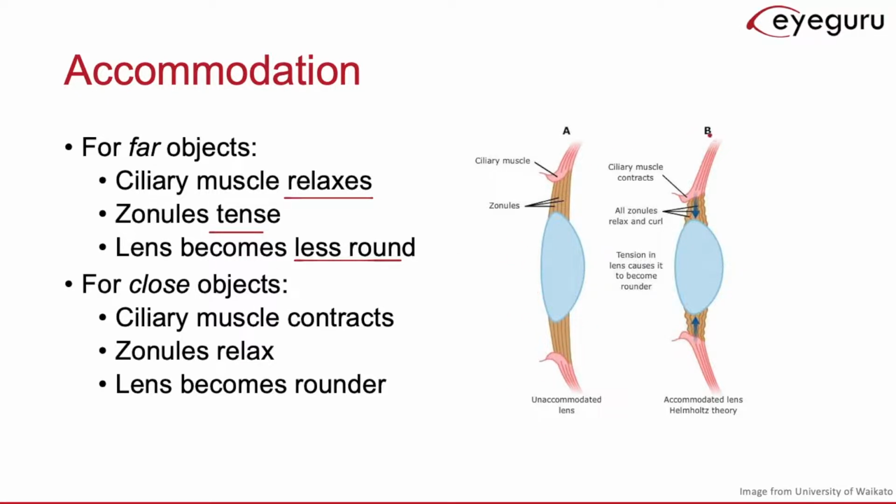Now, when we shift our gaze to close objects, our ciliary muscle, which is a sphincter muscle, actually contracts. And this releases tension in the zonules, causing them to relax. And this allows the lens to become much more round, and this increases the refractive power of the lens and allows us to focus better on near objects.